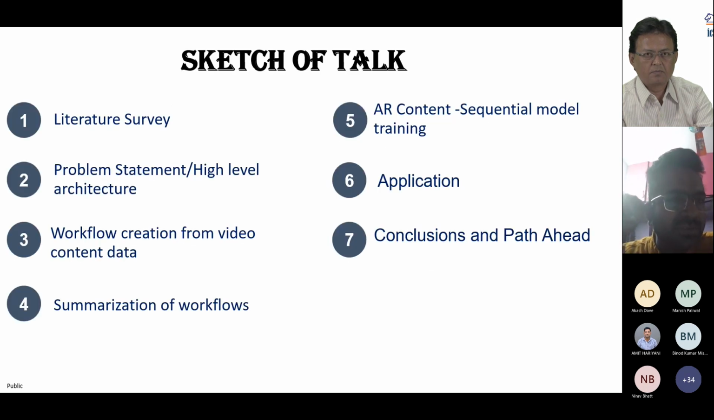So the sketch of the talk goes like this: I'll go through the literature survey and the current solutions available in the market, and also the high-level architecture for the problem statement we are attacking as part of R&D, the workflow creation with respect to video content data, and the text summarization modules, where we look at how you can extract an extractive or abstractive summary from the speech of the video content data. We can also use the sequential model as part of AR content creation, a couple of applications, the conclusions, and the path ahead for this particular problem statement.